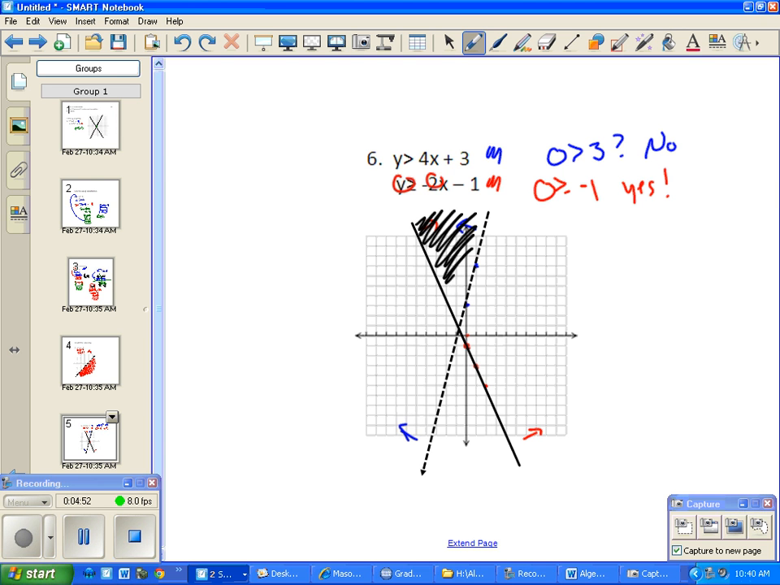That's to the right. And now what I'm really looking for is the overlap, and in the overlap is this top section here. So now I have my solution set, and I'm on to station number 4.